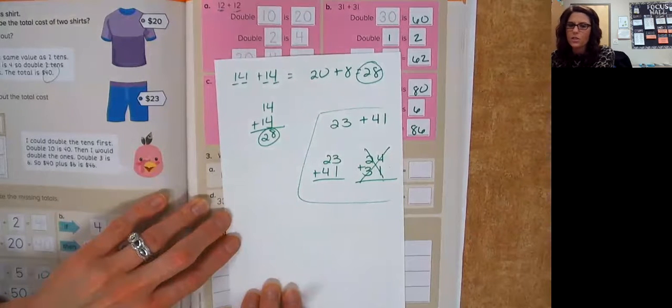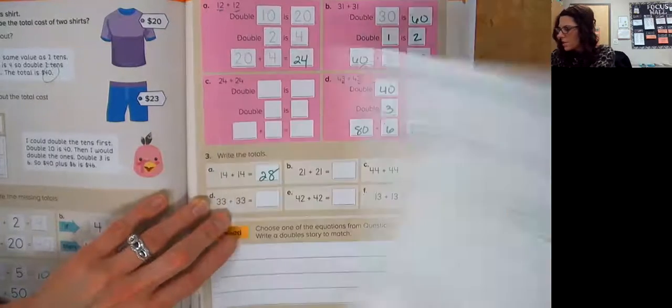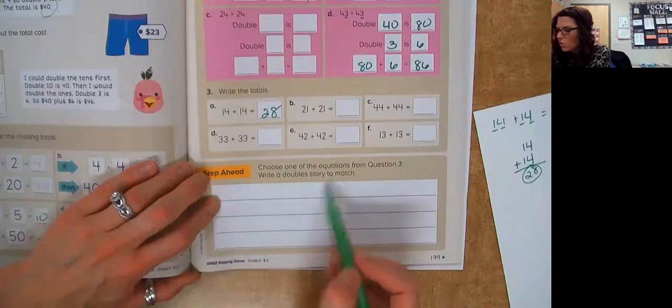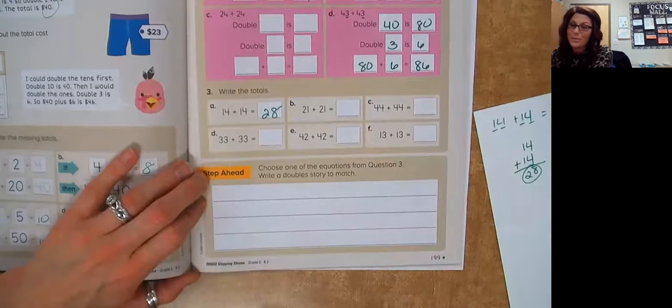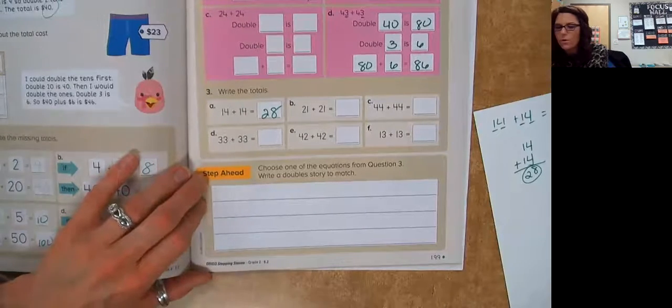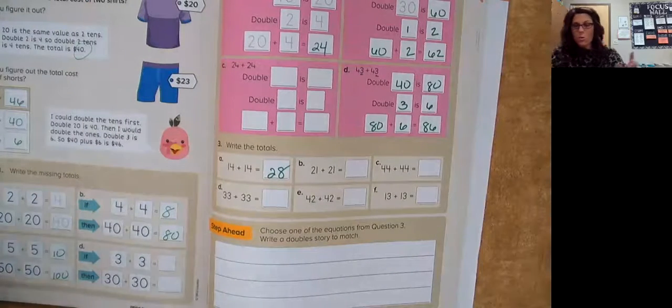I've seen a couple of kids do it where they do it like this instead of like this. Okay, choose one of the equations from question 3 and write a doubles story to match. So down here, you're coming up with your own story problems. I can't wait to read those. For those of you who are face-to-face, come back with your math book so I can check those out. So that's a quick version of what we're doing today.